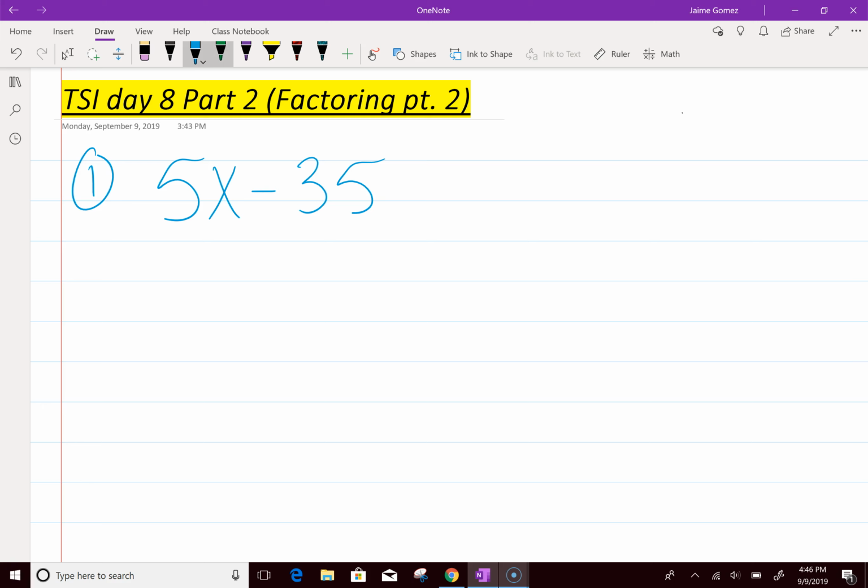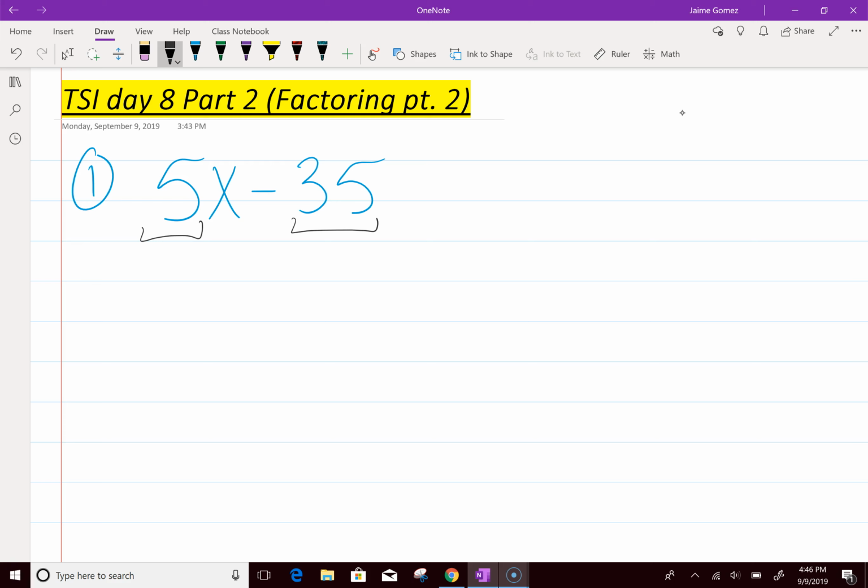What do I mean by factor? Can I divide? Factor means to divide. I have a 5 right here, I have 35. What's the greatest common multiple that I can take out? In other words, what can I divide them both by? The biggest number I can divide both numbers by.